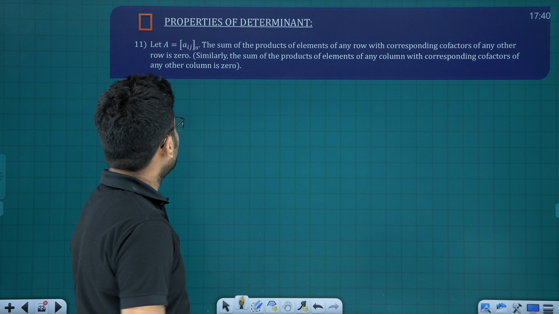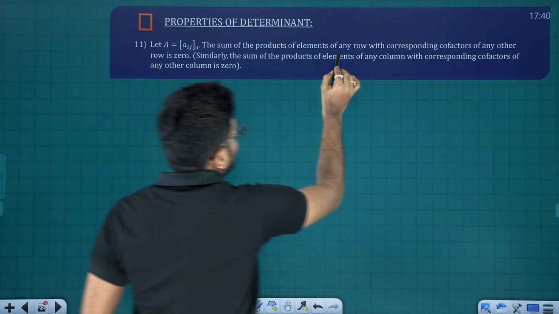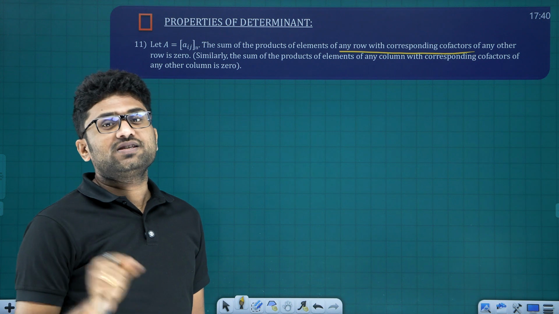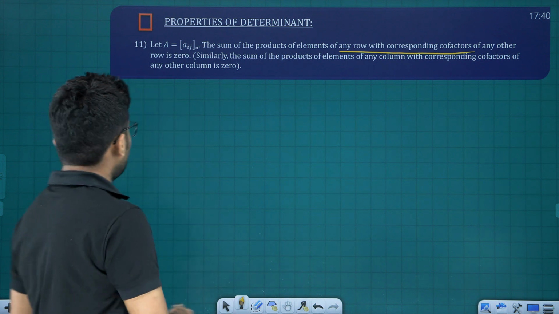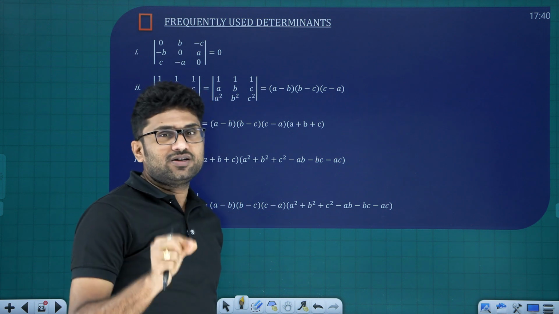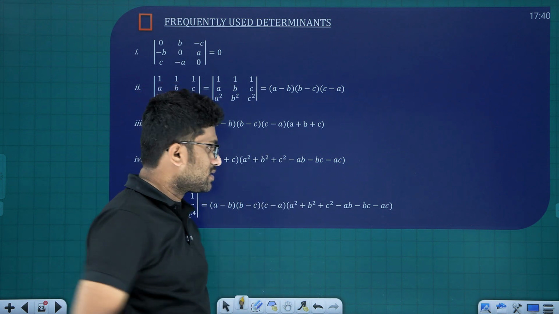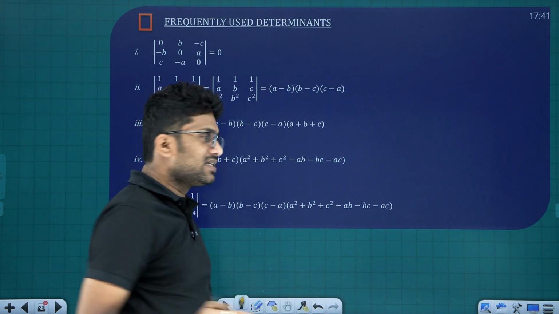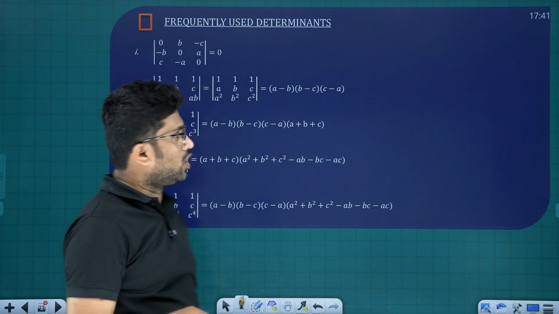Next, the last property: the sum of the product of the elements of any row with the corresponding cofactors of any other row is always 0. That is what we discussed in the beginning. Some frequently used determinants I have gathered, friends, so that it will be easy for us at simplification time. If you remember these things, it will help us a lot.